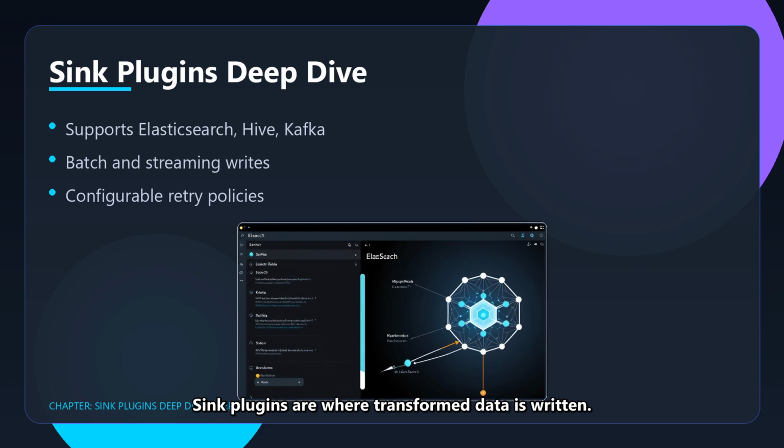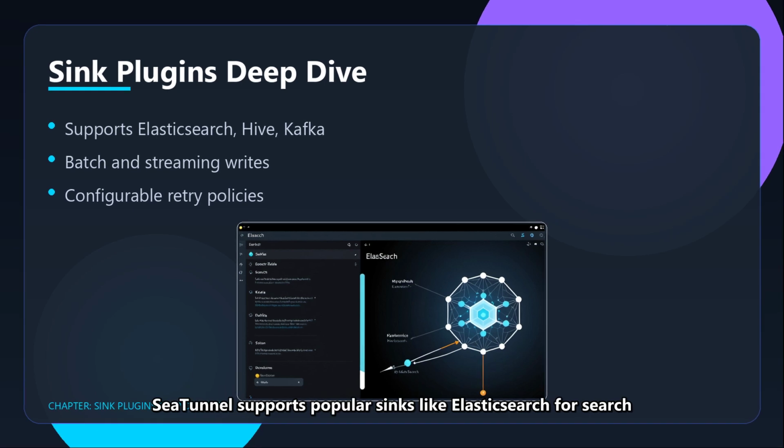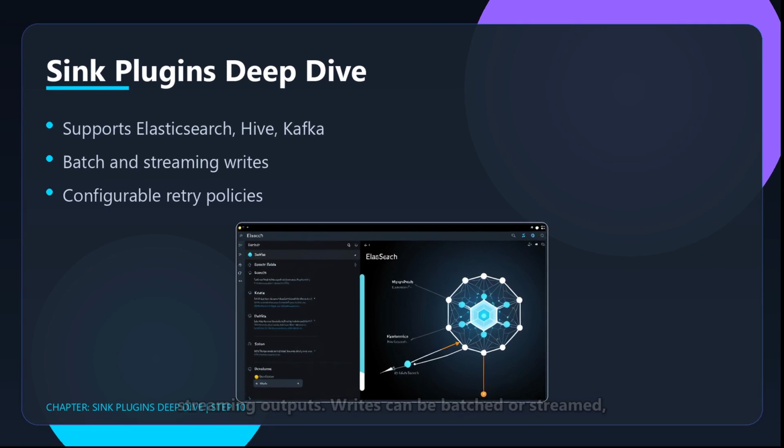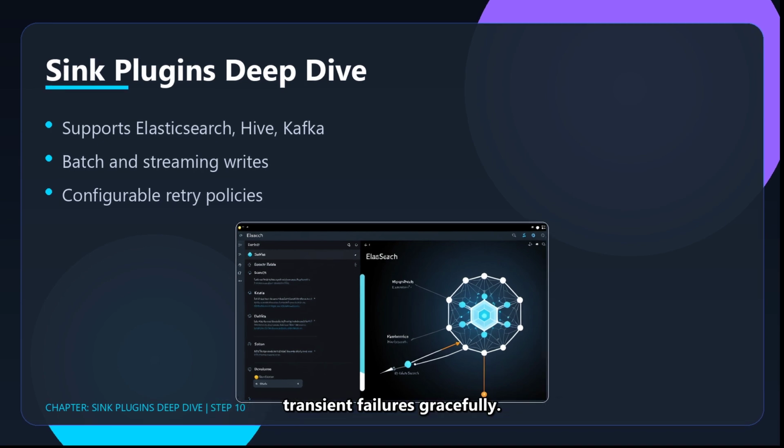Sync plugins are where transformed data is written. SeaTunnel supports popular syncs like Elasticsearch for search analytics, Hive for data warehousing, and Kafka for streaming outputs. Writes can be batched or streamed, and retry policies can be configured to handle transient failures gracefully.